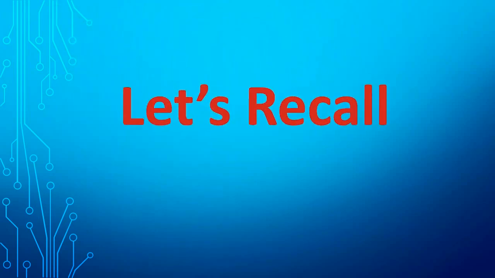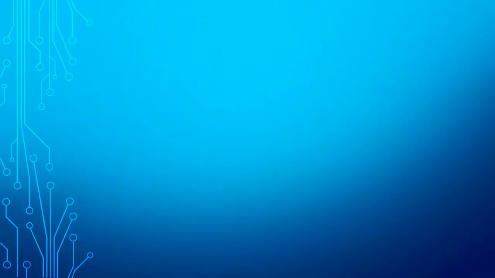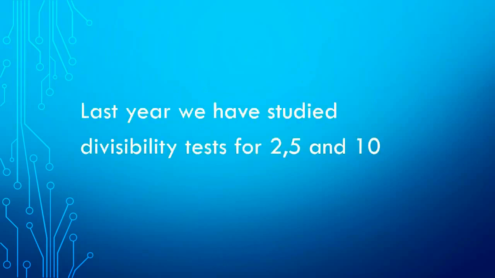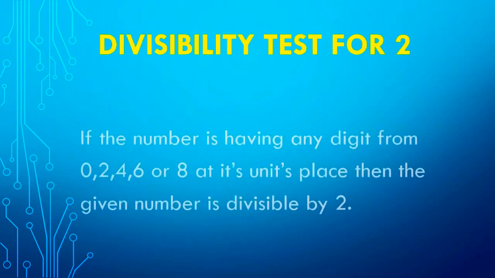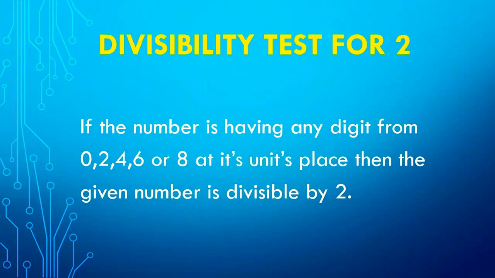Let's recall. Last year we studied divisibility tests for 2, 5 and 10. Divisibility test for 2. If the number has any digit from 0, 2, 4, 6 or 8 at its units place, then the given number is divisible by 2.